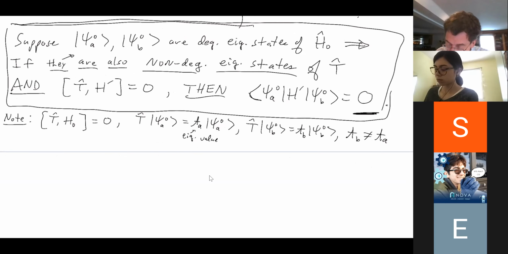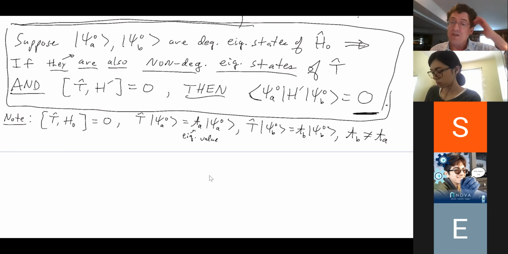So this is important. And so the connection to quantum mechanics is, part of the connection is sort of obvious: psi naught A and psi naught B form a degenerate subspace in H naught. And then we have some H prime, which is our perturbation. And so this theorem is telling us that we have to go outside of the problem and find a new operator, T.